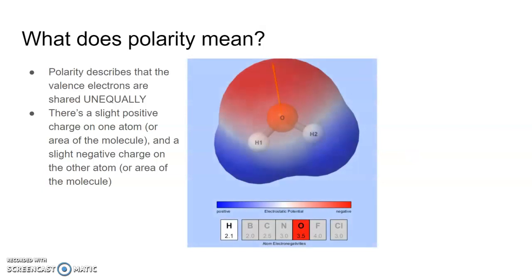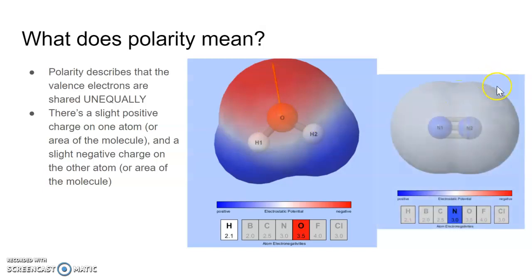So water is a wonderful example of a polar molecule. We're going to look at the electrostatic potential maps because that often helps us visualize the fact that there's positive and negative areas. Knowing that the positive areas are blue and the negative areas are red, we can see pretty clearly that the hydrogens have more positive charge around them. And then if we're talking about the oxygen, there's more negative charge around it. So water is a great example of a polar molecule.